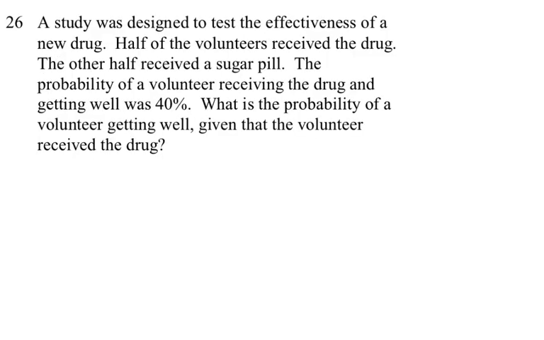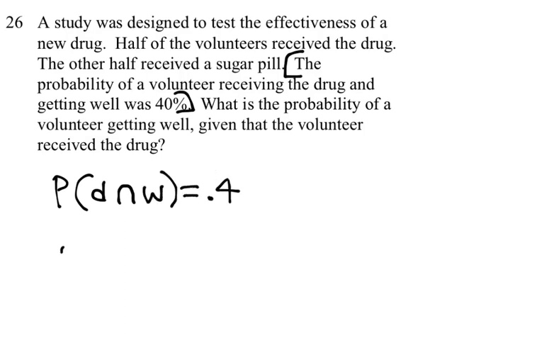All right, number 26. A study was designed to test the effectiveness of a new drug, and half of the volunteers received it. In this case, what they're saying is the probability of a volunteer receiving the drug and then getting well is 40%. In other words, this can be rewritten as the probability of getting the drug and getting well equals 0.4. What we are looking for here is the probability of a volunteer getting well given that the volunteer received the drug.